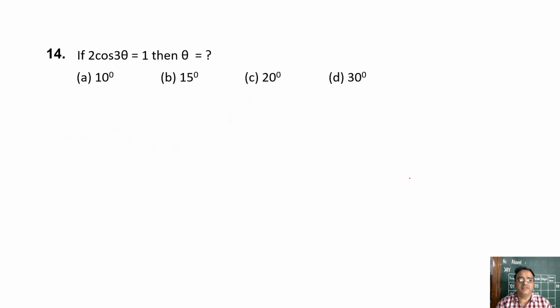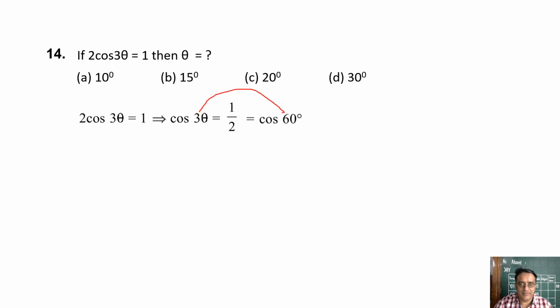So now 14th question. If 2 cos 3 theta is equals to 1, then theta is equals to dash. So first, what will be the value of cos 3 theta here? 1/2. And in cos, at which angle do we get 1/2? 60 degree. Right. So now we will compare the angles. So 3 theta is equals to 60 degree. So what is the value of theta? 20 degrees. 20 degree. Right. So the correct option is Option C.